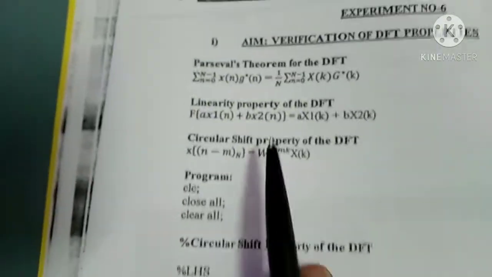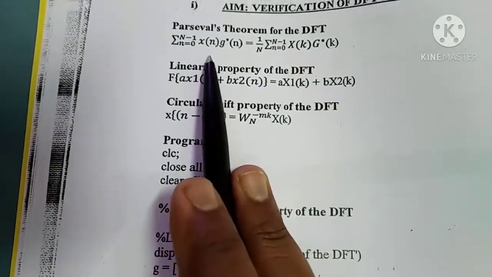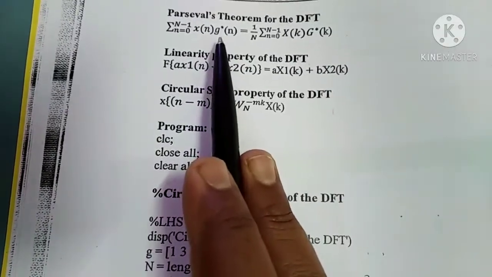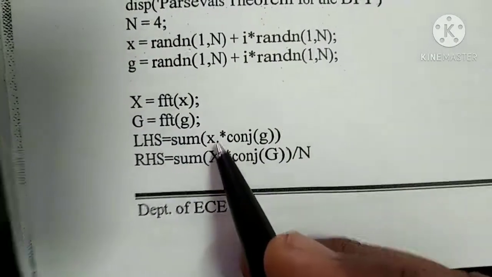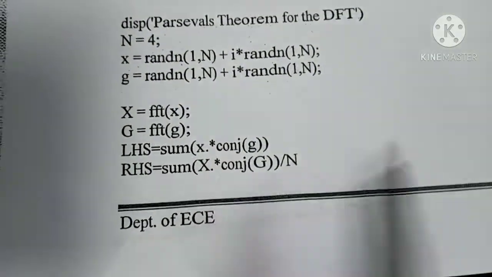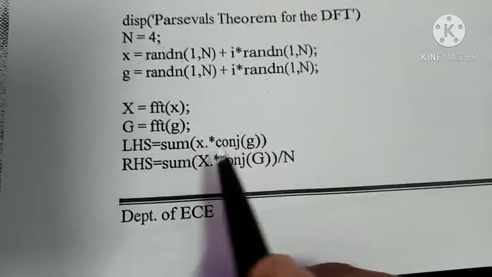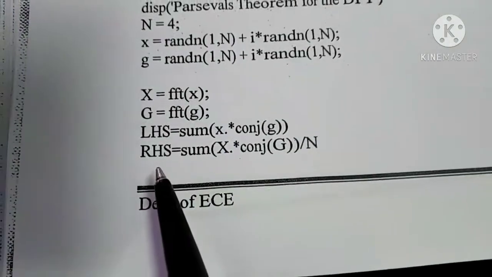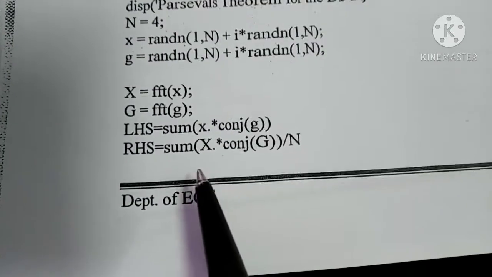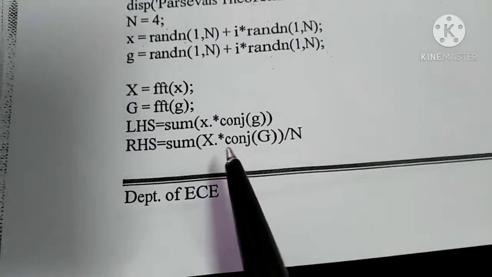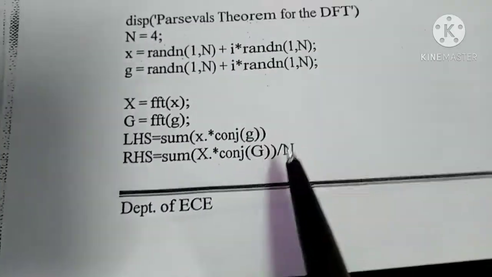First we calculate the first part of the sequence, the sum of x of n times g star of n. X of n is our input signal, and dot star indicates we are multiplying by the conjugate of g. So we take the conjugate of g and multiply it with our x. Next we calculate the RHS, which is given by the sum of X dot star conjugate of G, divided by N.